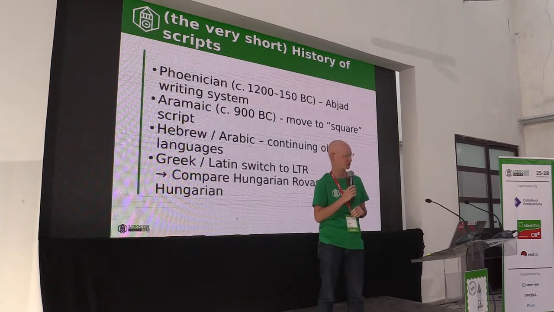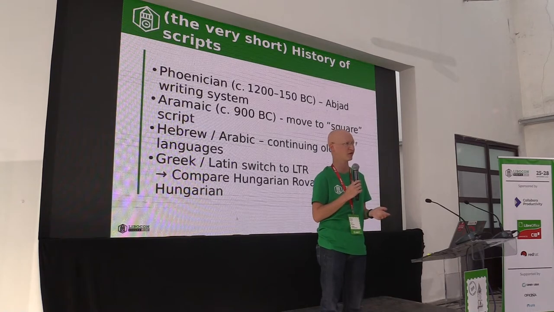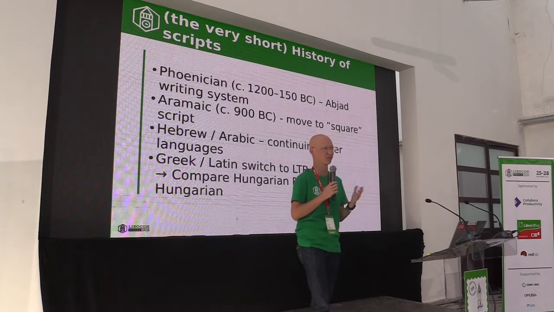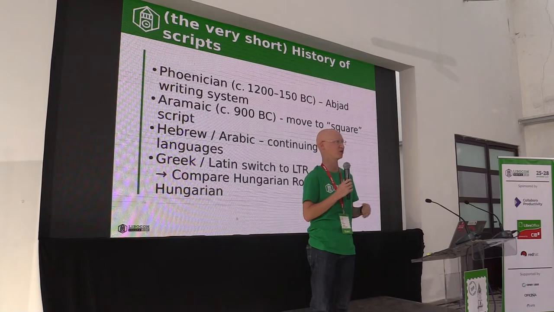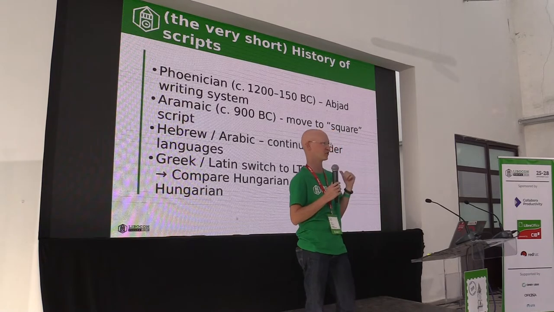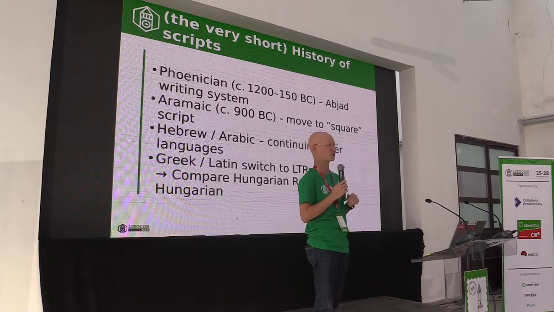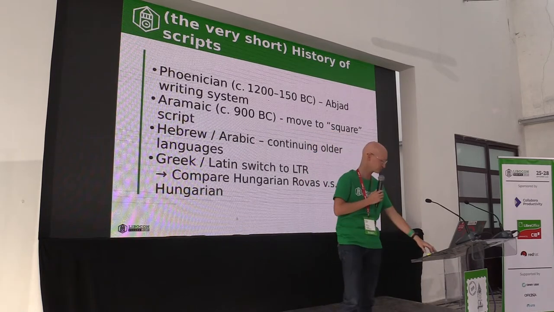In a later period, Greek and Latin switched from right to left to left to right. One of the, let's say, modern examples, which happened around 1,000 years ago, was Hungarian, where you can see the documentation on the old Hungarian, which is right to left, versus Neo-Hungarian, which is left to right. For the last conference, we actually fixed the bug in LibreOffice to support old Hungarian. I have no idea who needs it, but why not?